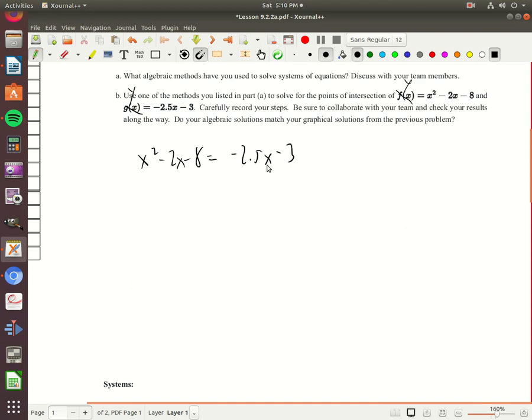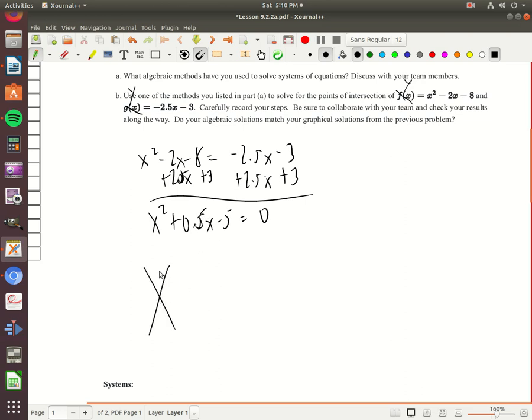I could move all of this over here, but I would get a negative x squared, and I don't want that. So instead, I'm going to add 2.5x and add 3 to both sides. I think that is going to be better for me to end up a positive. So I get something that looks like this. So a little bit unusual. I have a decimal here. I'm still going to try the diamond anyways. I suspect I might get lucky here.